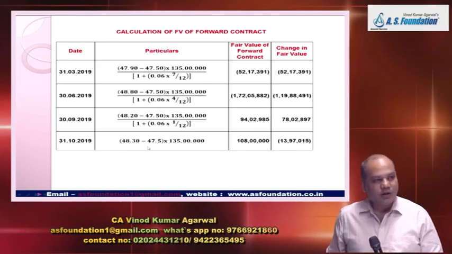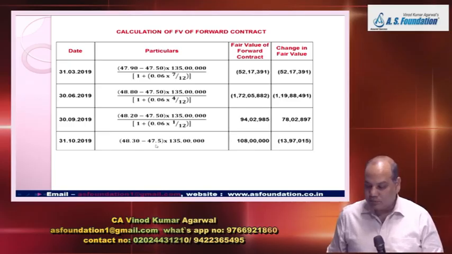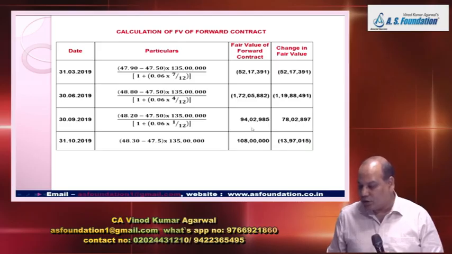No need to compute present value now. You entered into the market at 47.50 and now on the settlement date it is 48.30. The rate has gone up. You have entered into a sell contract. Seller would lose if the price goes up. Seller of a forward contract would lose if the price goes up. So your final loss is 1 crore 8 lakh. Again you have to recognize additional loss, 1397015.